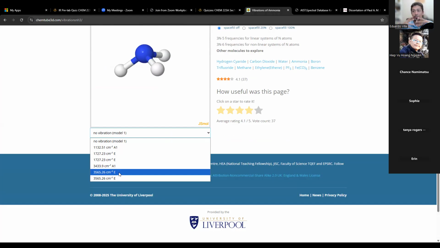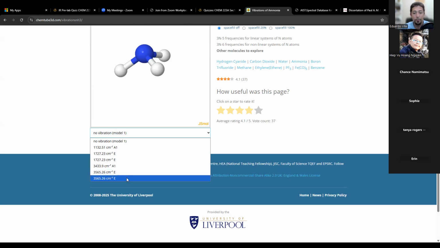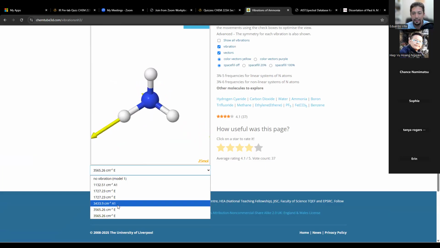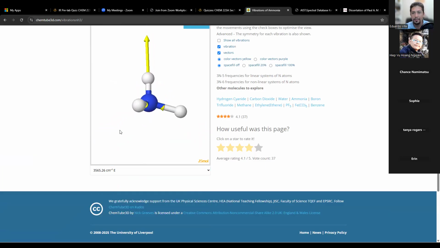So the point is, once you have a lot more bonds, bigger molecules, you get a whole bunch of vibrations, you get a whole bunch of peaks. So again, let's start with the higher ones now. Look at this. This is an asymmetric NH stretch along one axis only. You see that? It looks like a duck walking or something. So this is one of the stretches. This one happens at 3565. A very similar one, 3565.